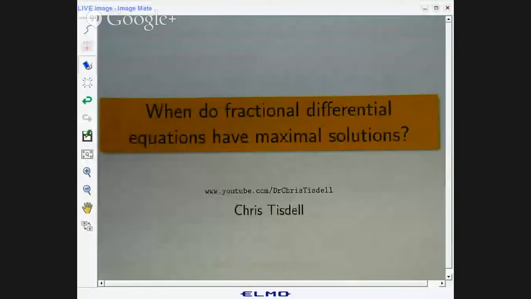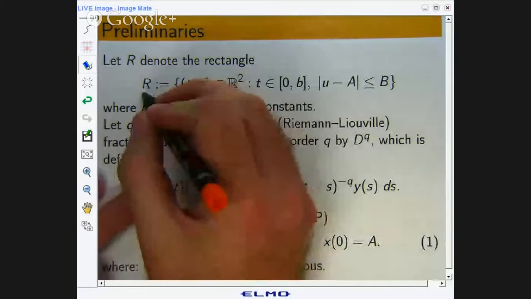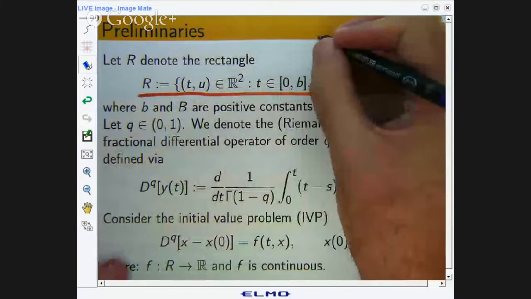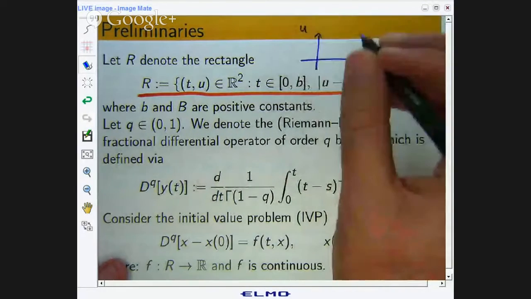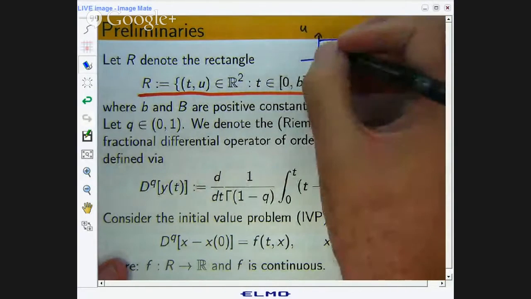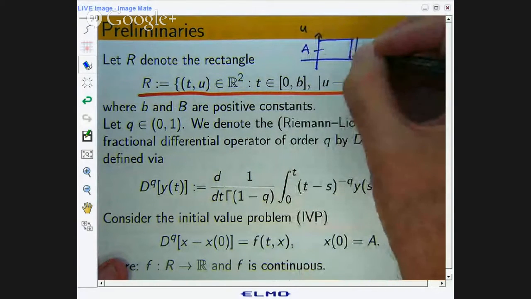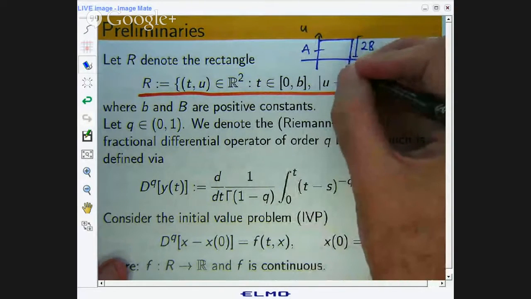When do fractional differential equations have maximal solutions? Well, I'm glad you asked. Now, before we get down to business, first of all, a few preliminaries. R is going to denote this two-dimensional rectangle. So if I was to draw a little rectangle, say in the tu plane, let's just say draw it here. That might be your big A. The height of the rectangle is 2 big B, and this little end part would be little b.